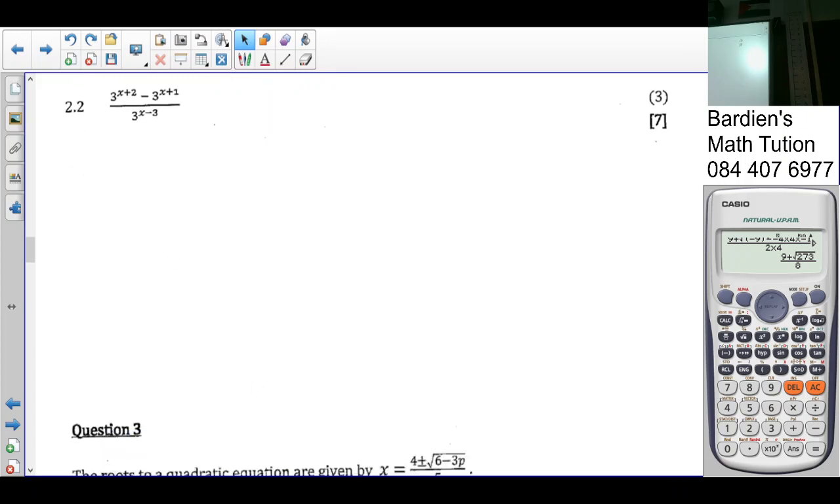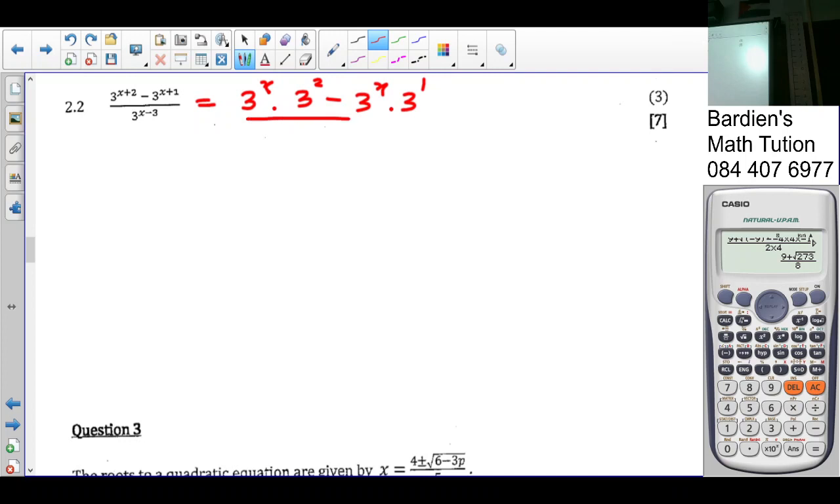So the first thing is we're going to break this up so that we can factorize. That's your exponential expression. So you break that up and factorize. I know some of you can do it without breaking it up. No problem, you can apply that as long as you understand what you're doing. And I'm going to break it up. So it's going to be 3 to the x times 3 squared minus 3 to the x times 3 to the 1 over 3 to the x times 3 to the negative 3.